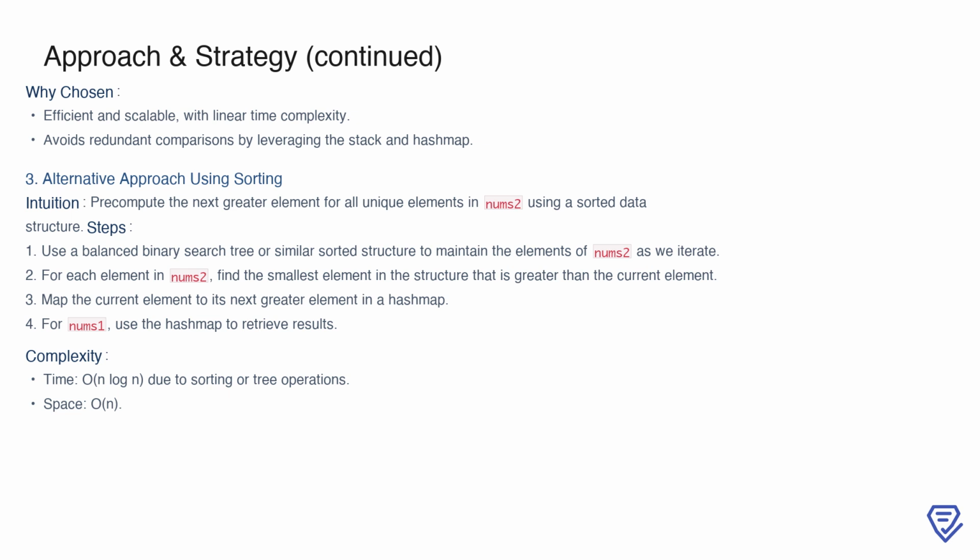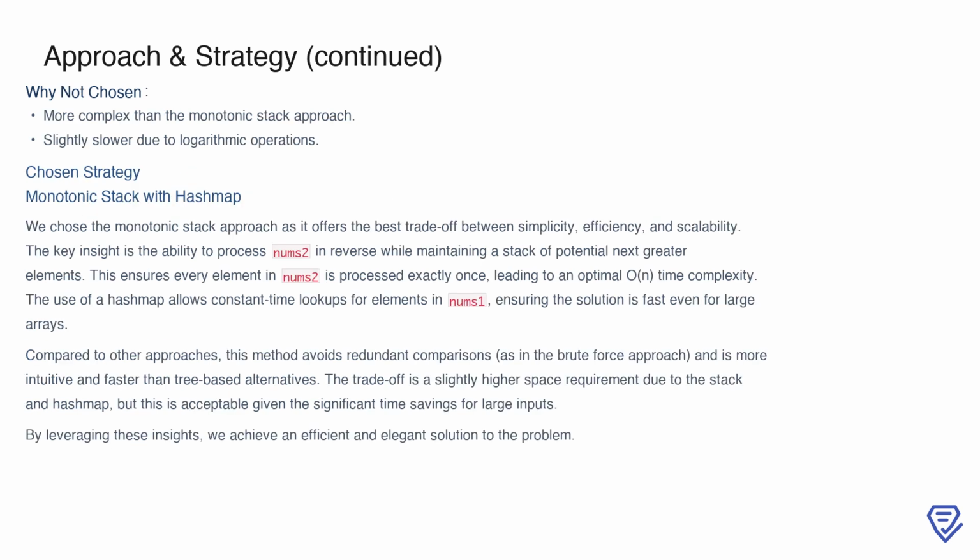However, this method has a higher time complexity of n log n due to the use of tree operations. While it's a valid alternative, it's not as efficient as the monotonic stack approach, especially when working with larger inputs. Additionally, the implementation is more complex, requiring careful handling of the sorted structure. The monotonic stack approach stands out as the most practical solution due to its simplicity, efficiency, and scalability.